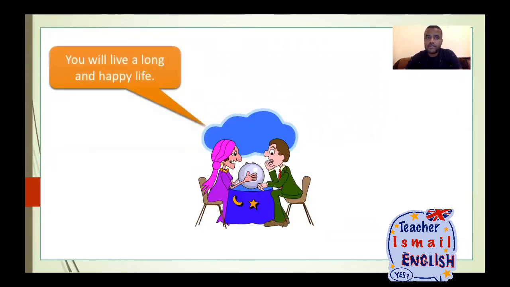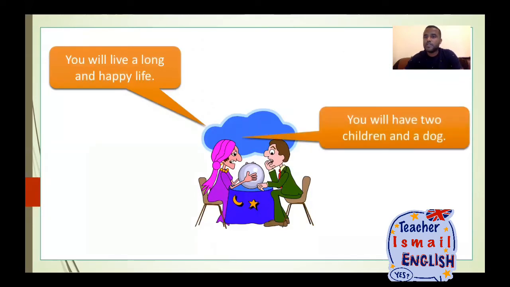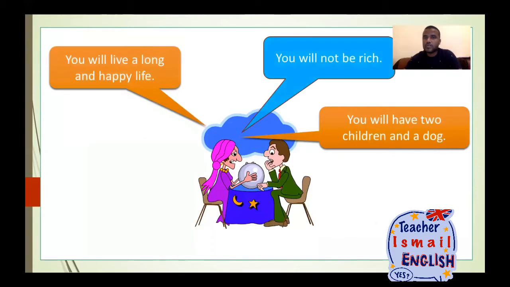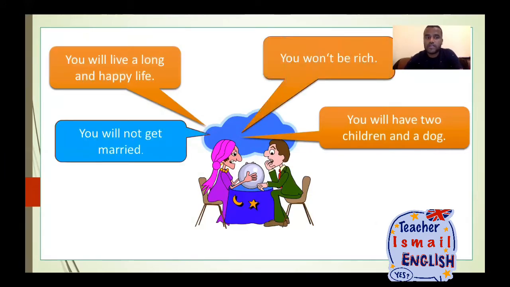We will live a long and happy life. We will have two children and a dog. We will not be rich. You will not get married, etc. Okay, so all the things this woman said are just predictions. She is not sure about them. She just makes predictions about the future, like the weather news. They just make predictions: it will rain tomorrow here, and it will be sunny in another city, etc.